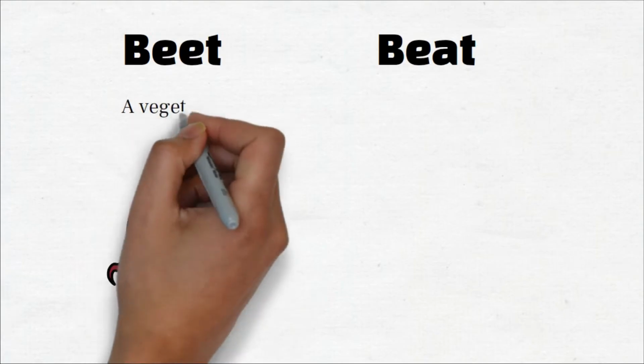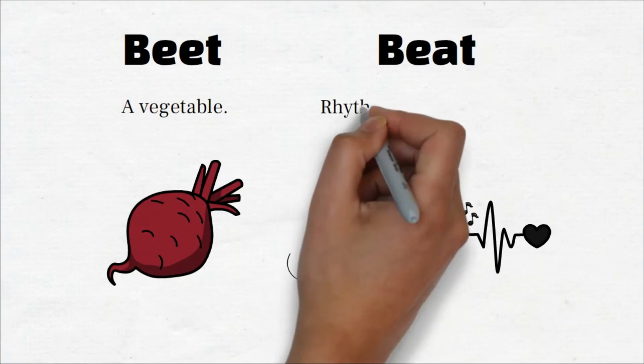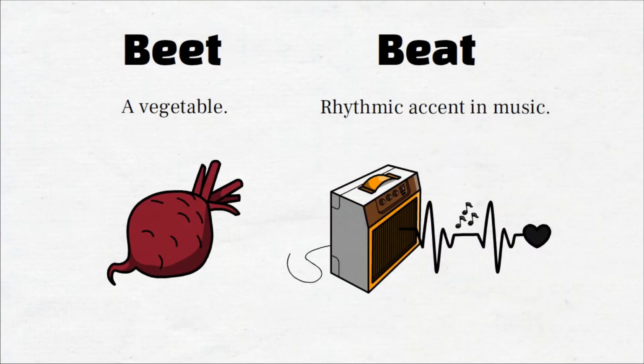Beet. The first is a vegetable. The second is a rhythmic accent in music.